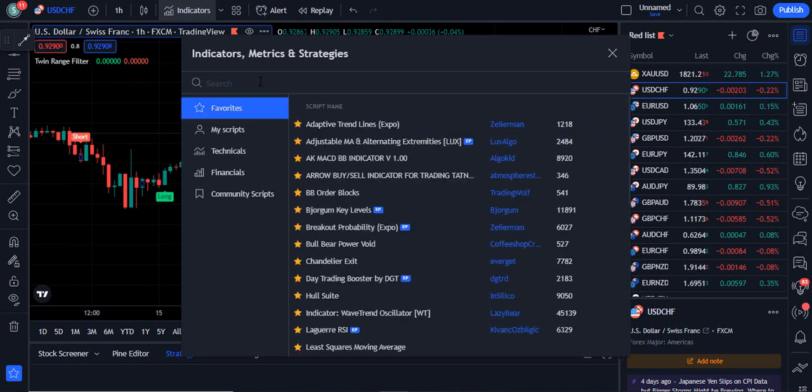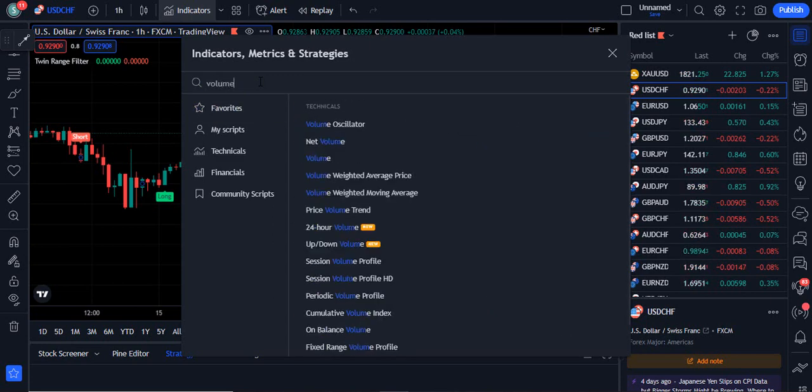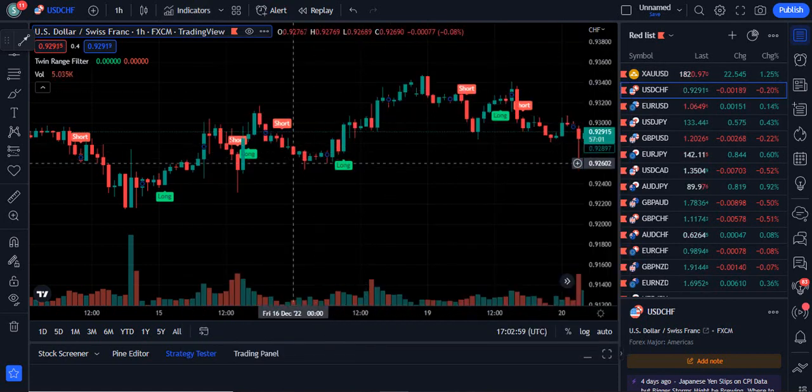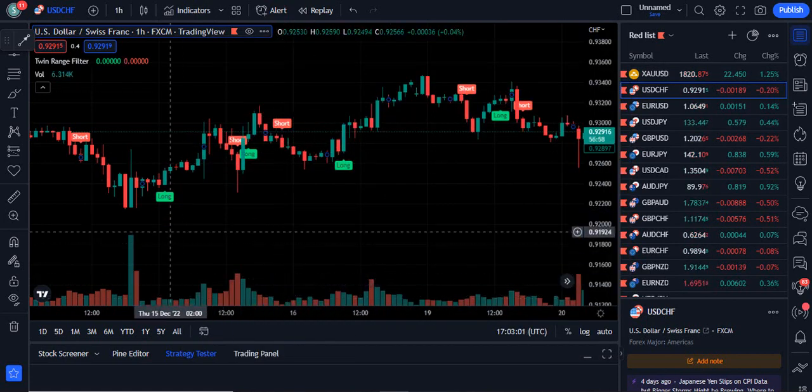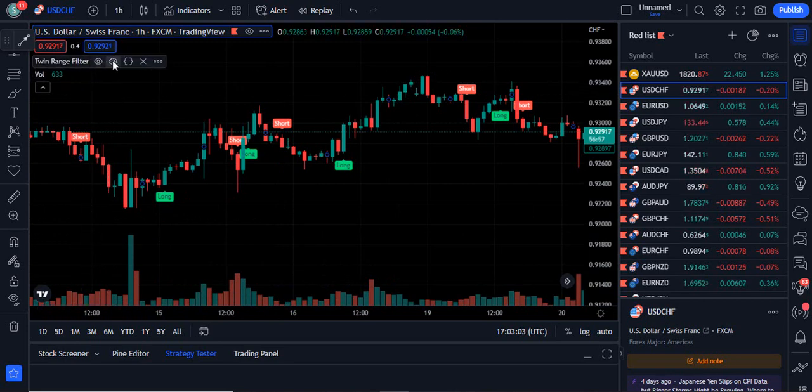Another indicator that we will use for this strategy is volume. Simply click on volume and it will be applied. This indicator is basically for the confirmation of the above indicator, right? But we have to change a bit in both of the indicators.